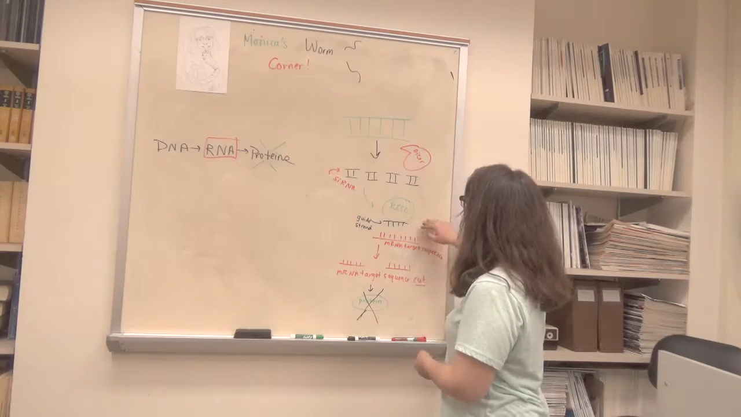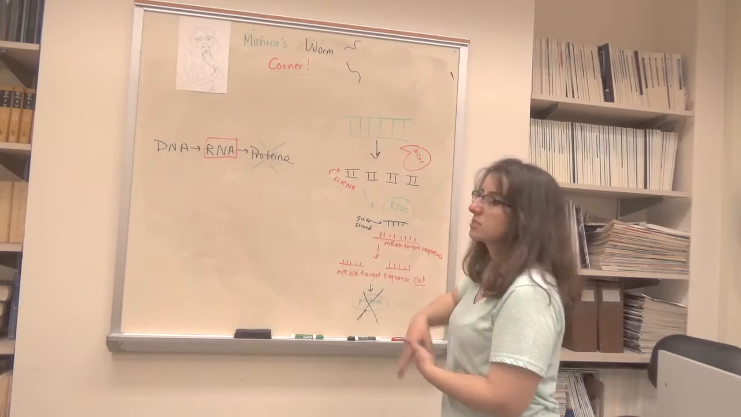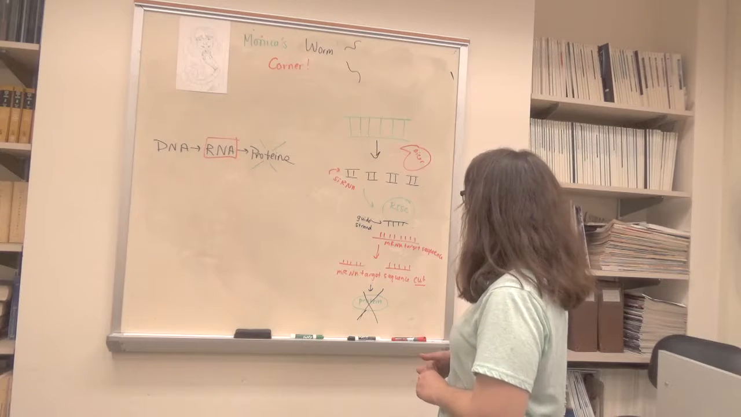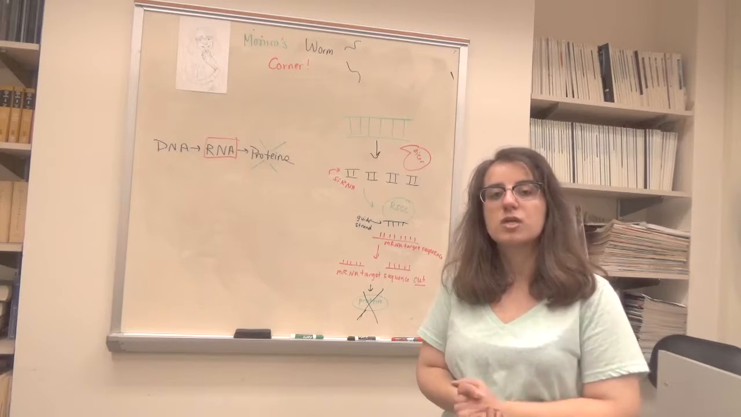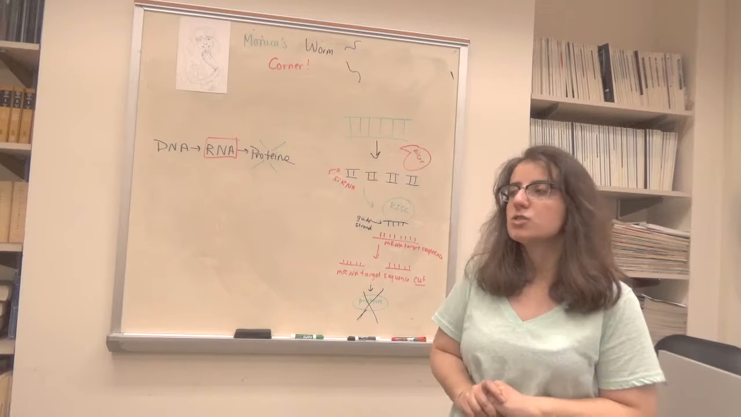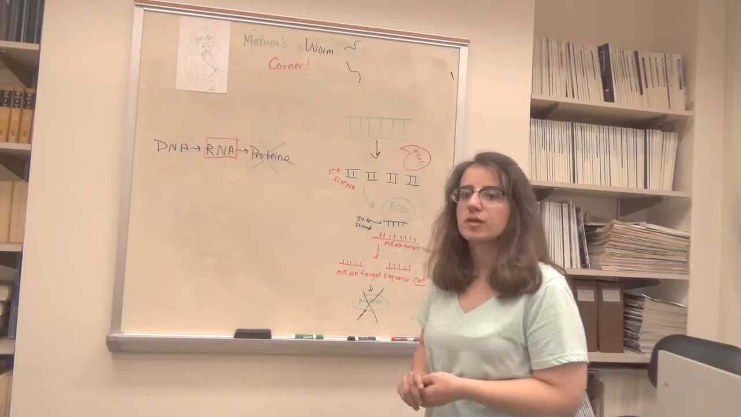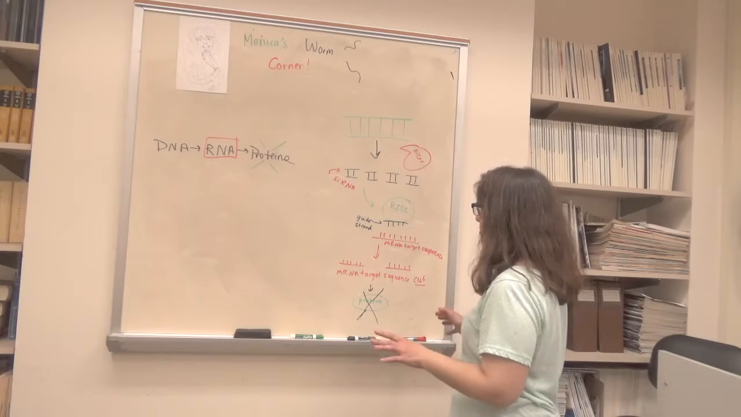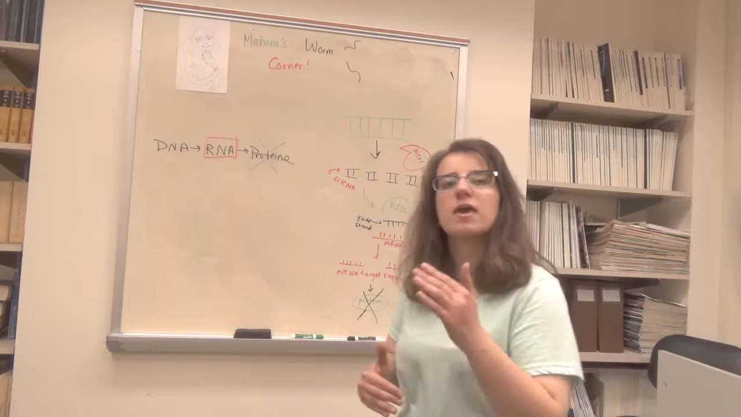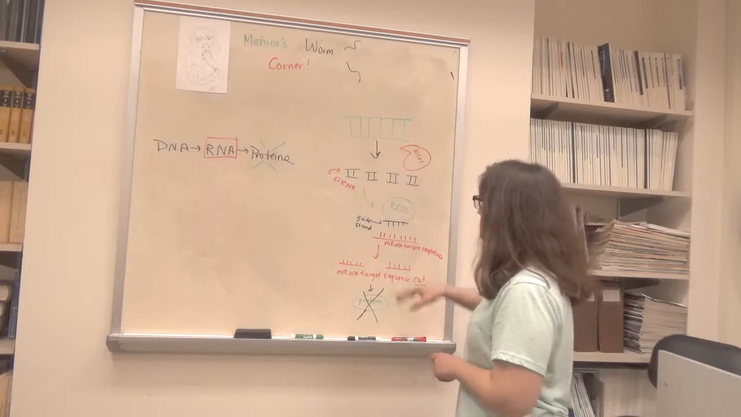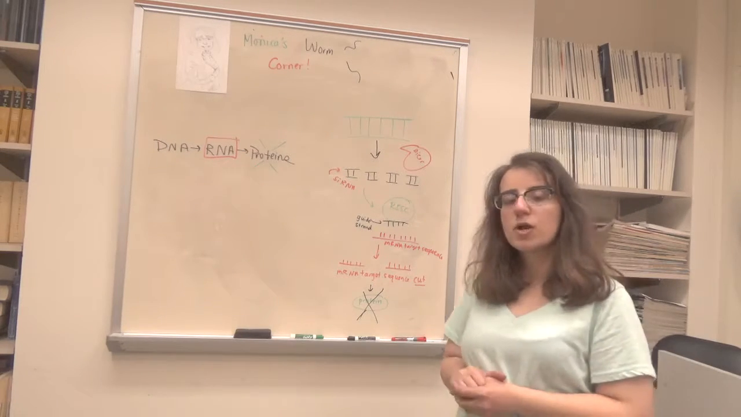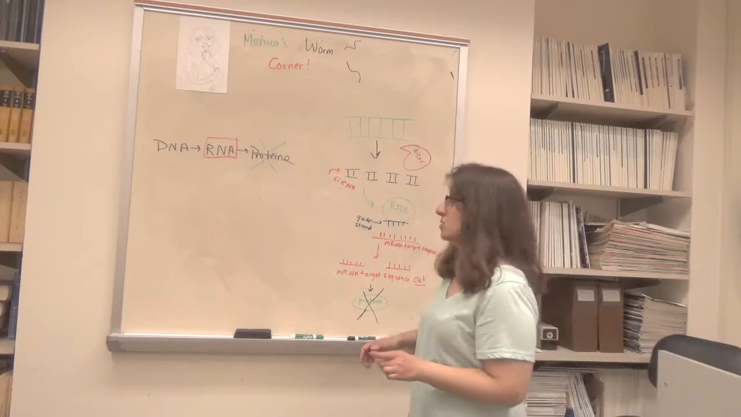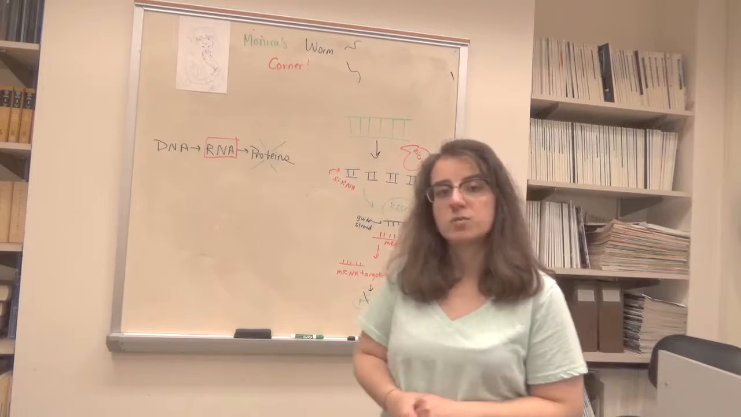And so RISC, with the guidance of the guide strand, is going to then complementary base pair onto the mRNA target sequence, and that complementary base pairing is almost perfect, so it's very precise. When RISC matches onto the target mRNA sequence, the sequence is going to be cut and degraded, and that way your protein is not going to be produced.